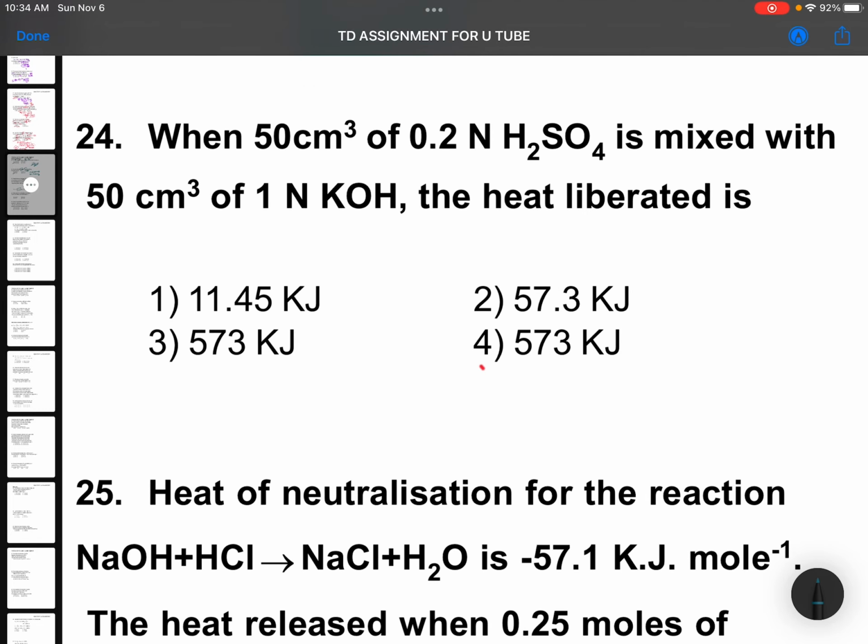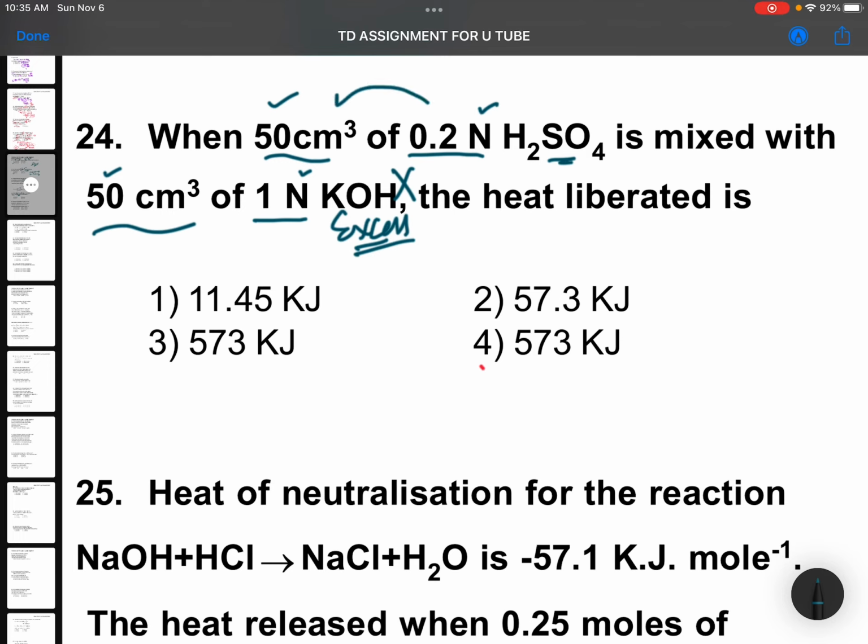When 50 cc of 0.2 N H2SO4 is mixed with 50 cc of 1 N KOH, then heat liberated is? Here you can check with number of milliequivalents also. 50 cc 0.2 N H2SO4, 50 cc 1 N KOH, clearly it says it is in excess. Because when normalities are given, both normalities must be same because volumes are same. Then you can expect both are in equal quantities and any of them can be used. But here KOH is in excess, so we should not use KOH here for calculation purpose. We need to go with H2SO4.